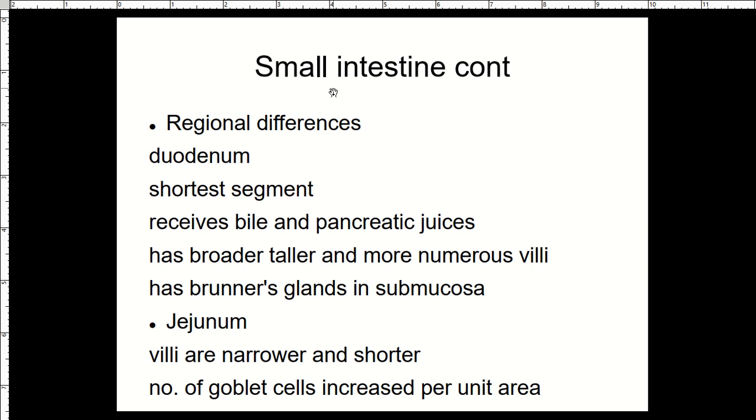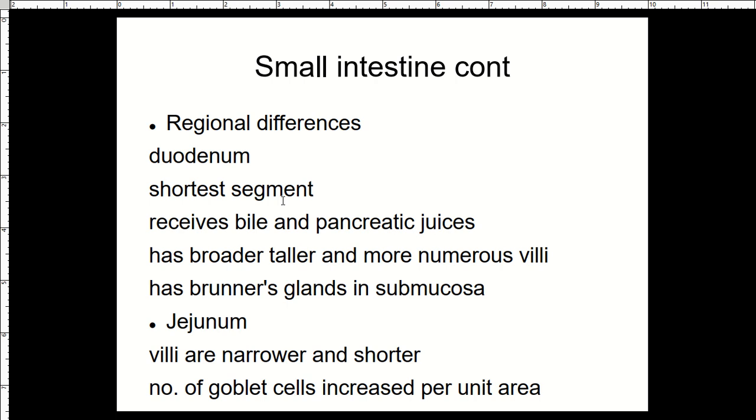Now let's take a look at some differences between the duodenum, the jejunum, and the ileum. The duodenum is the shortest segment. It receives bile, remember, from the bile duct at the major duodenal papilla with some pancreatic juice, right? It has broader and taller, numerous villi. And we also say that the Brunner's glands are in the submucosa.